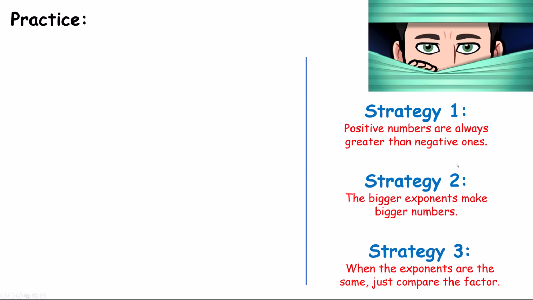So a negative number being smaller than a positive one, or a positive number being larger than a negative one, is always going to take precedence over the other 2. So what I'm going to recommend that you do is pause the video, try these on your own as you go, and then restart in between each problem.